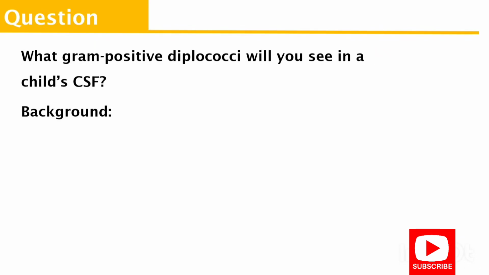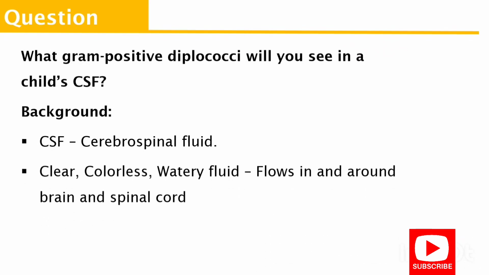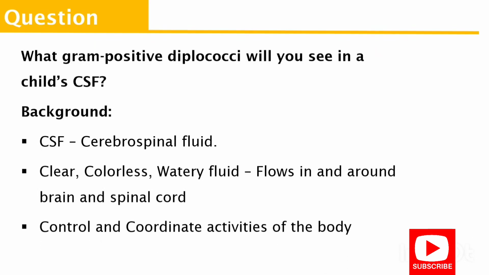It is important we ask ourselves, what exactly is CSF? CSF means cerebrospinal fluid. I hope we are aware that this fluid is a clear colorless watery fluid that flows around the brain and spinal cord. It runs between the brain and spinal cord and it connects everything that we do in terms of human activity. It controls and connects activities of the body, so it regulates a lot of things. If anything is wrong with this CSF, it can result in a number of abnormalities.